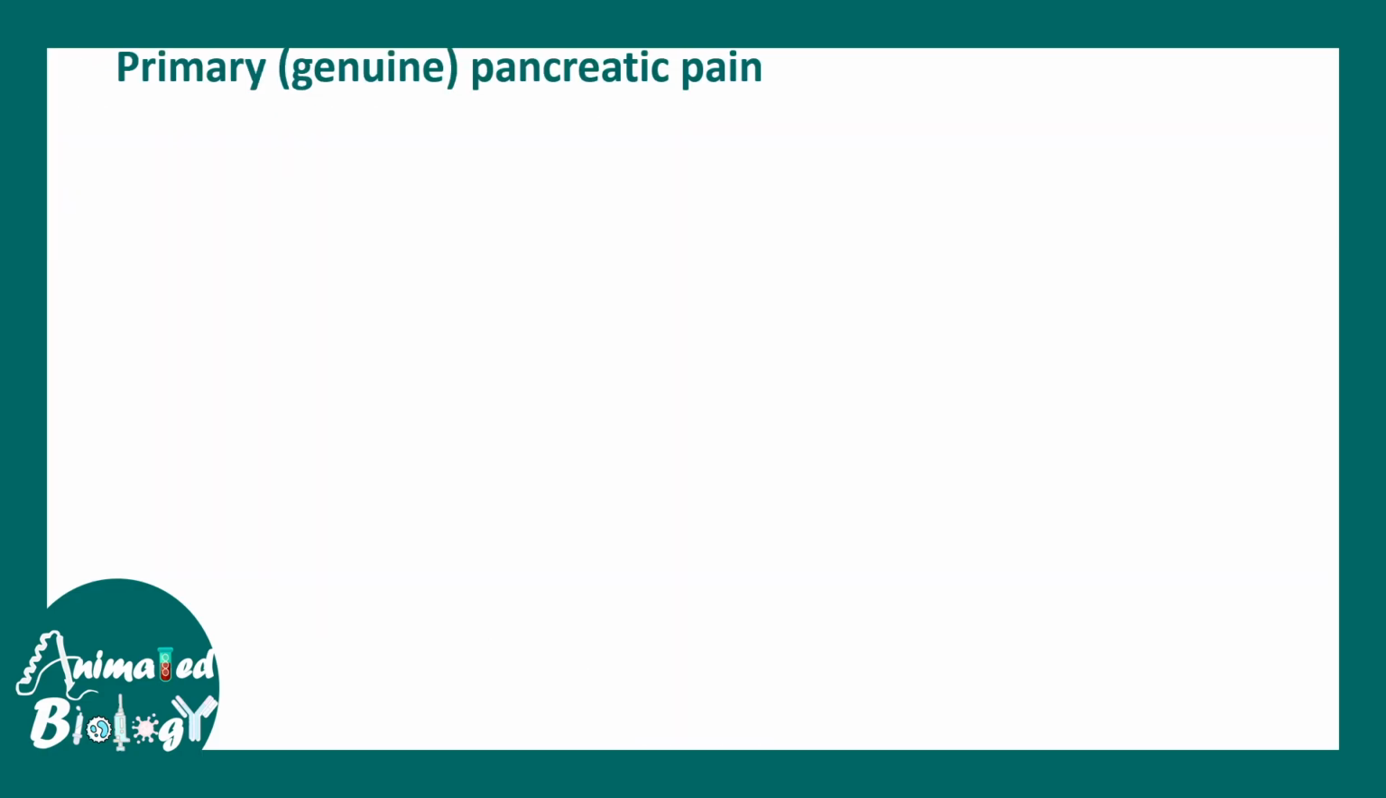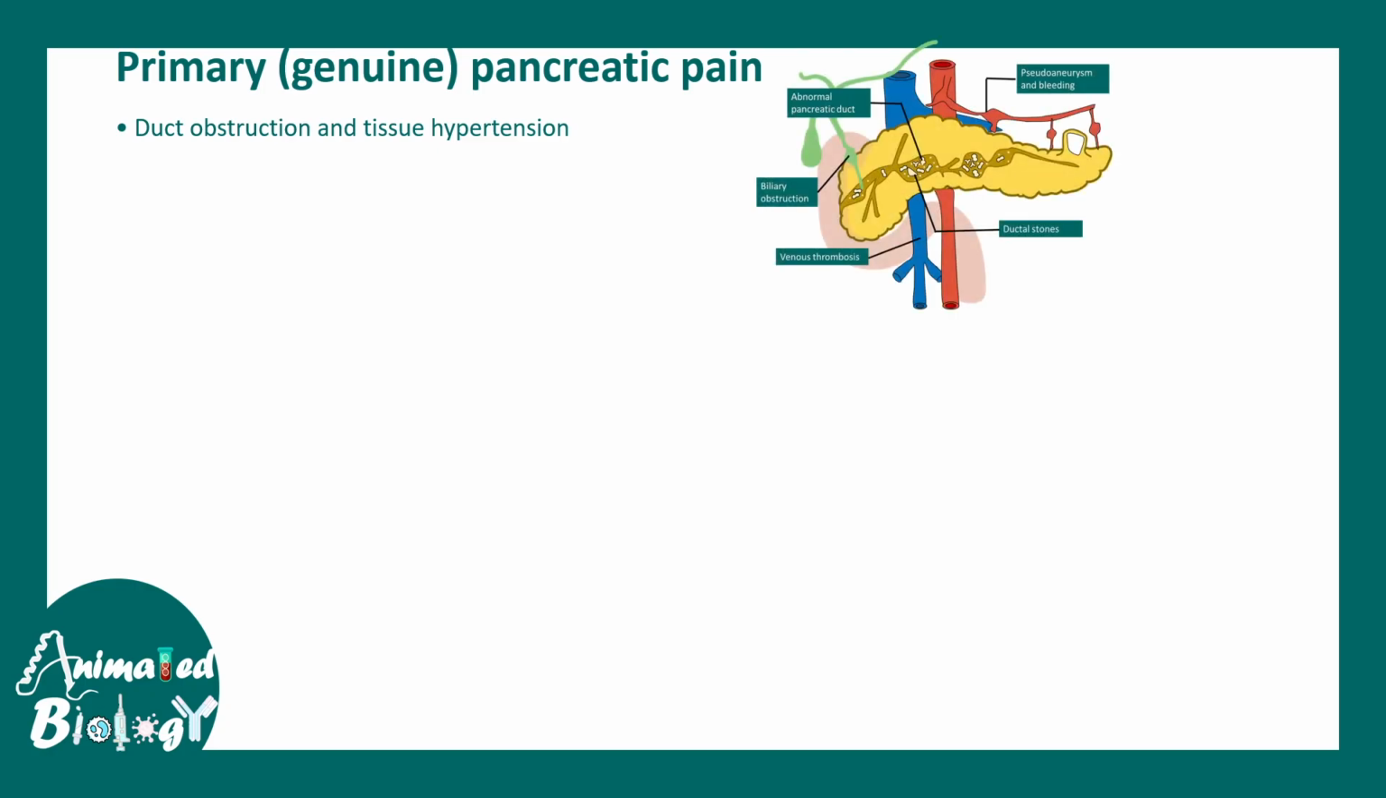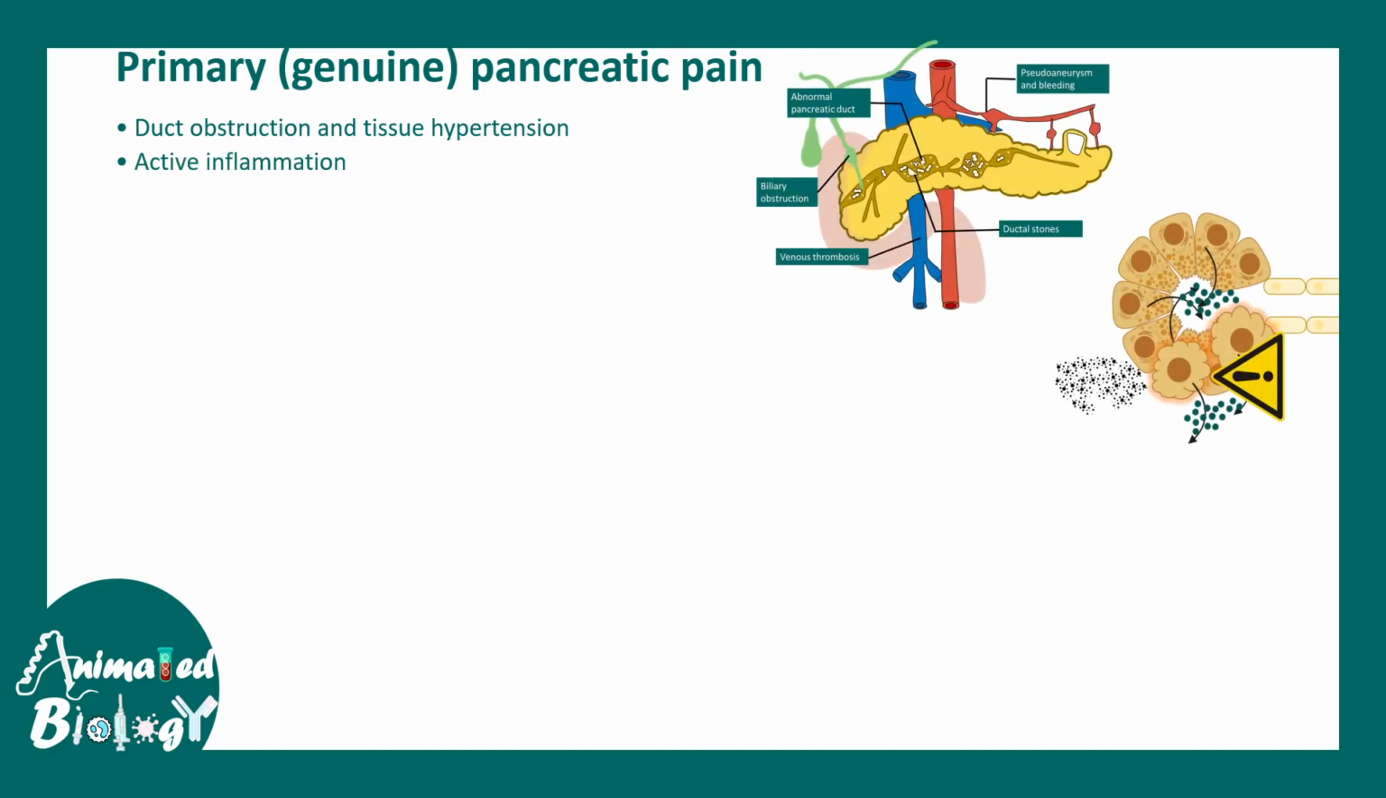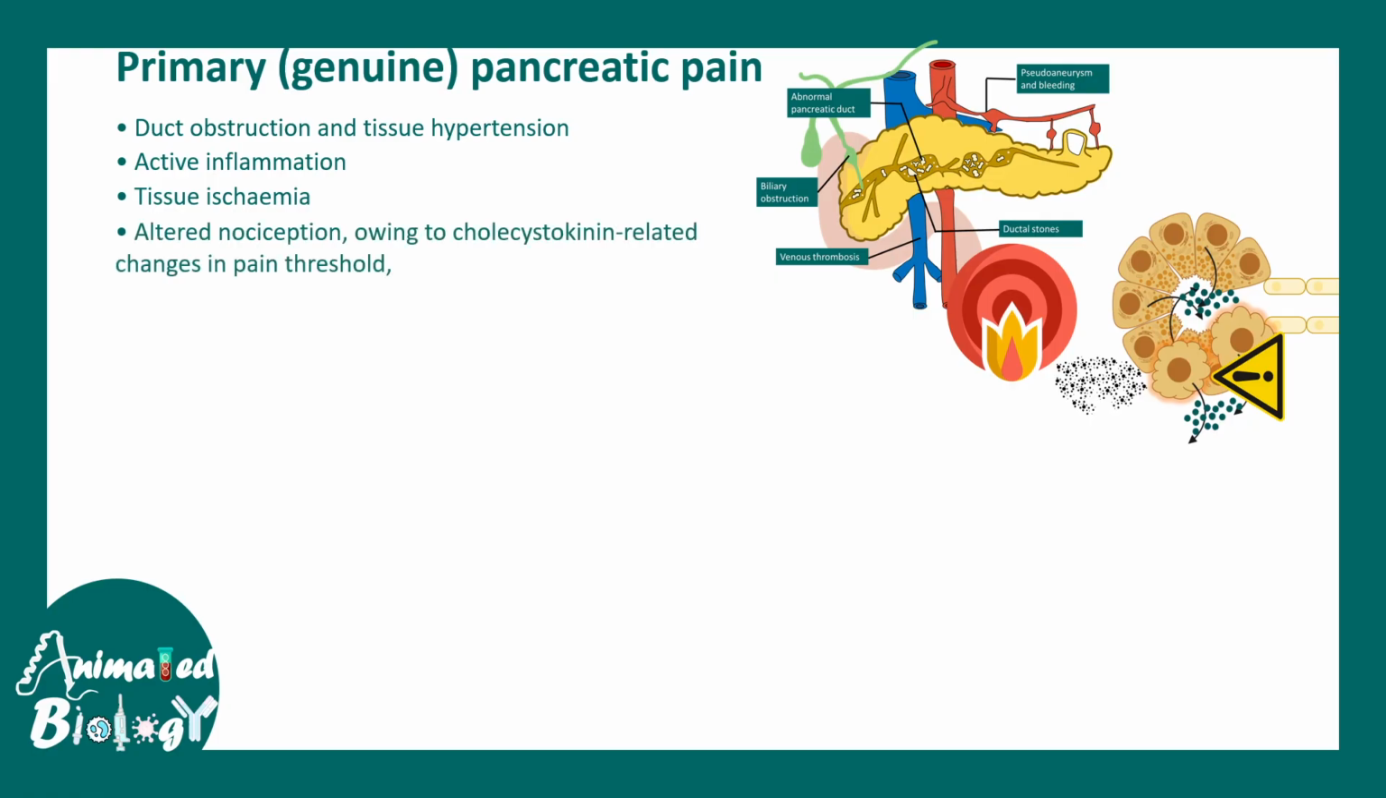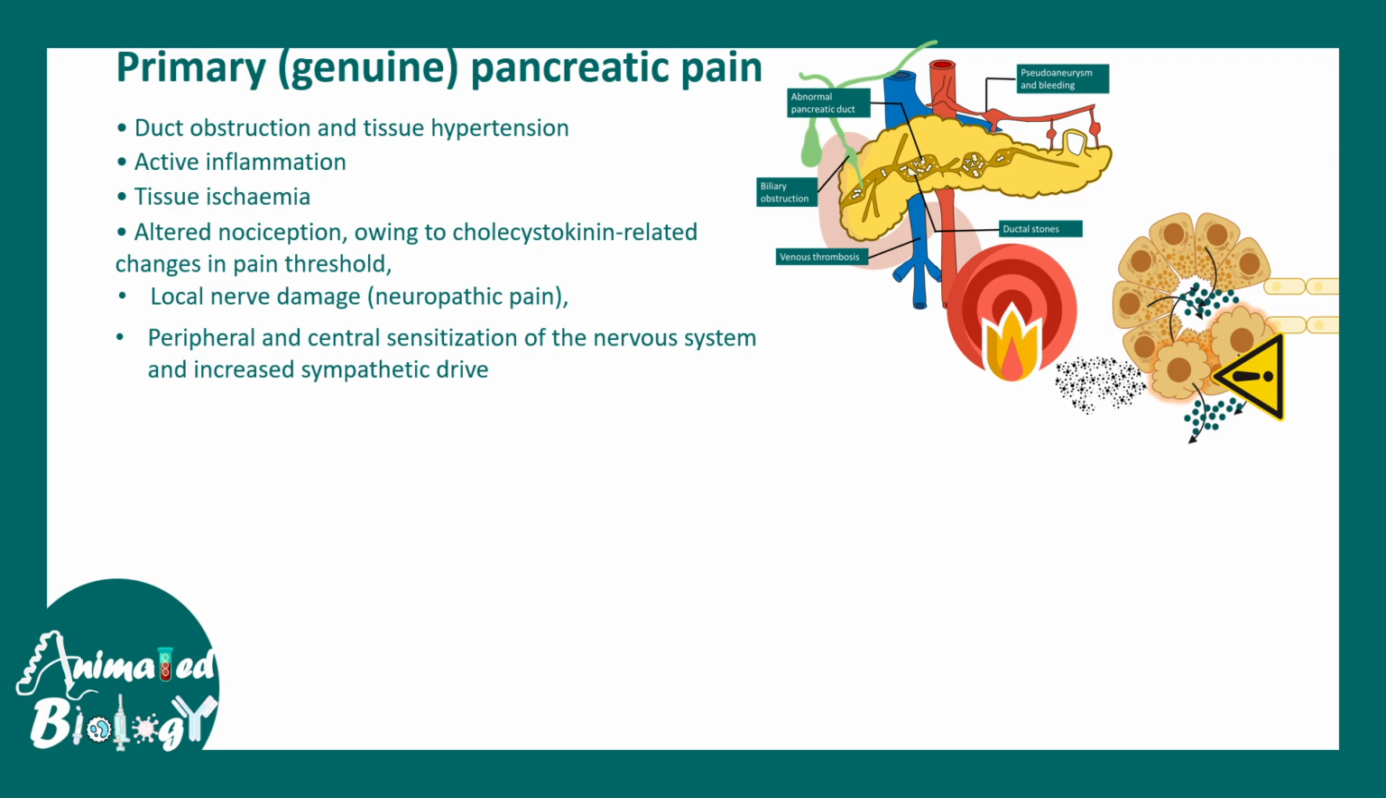Now, let's talk about the pain. There are primary and secondary reasons for pain. In the primary case, duct obstruction and tissue hypertension lead to the pain. Active inflammation is another factor that often leads to pain. Other than that, tissue ischemia and a bunch of nervous factors, like altered nociception because of cholecystokinin-related changes in pain threshold, local nerve damage, and peripheral and central nerve sensitization. All of these can lead to chronic abdominal pain in chronic pancreatitis.